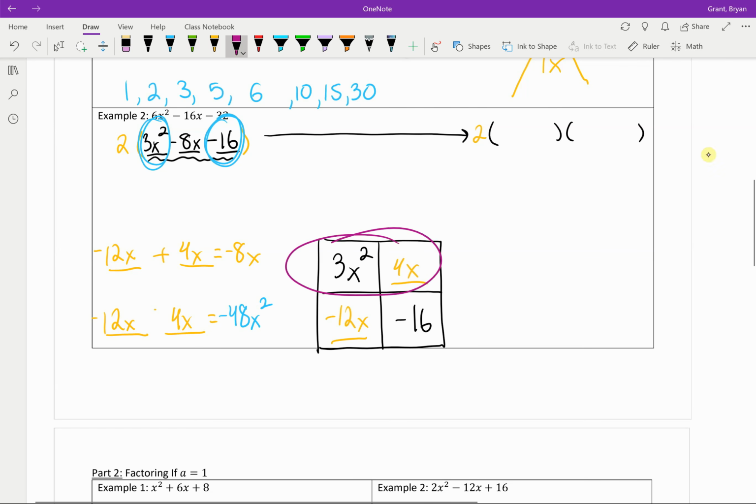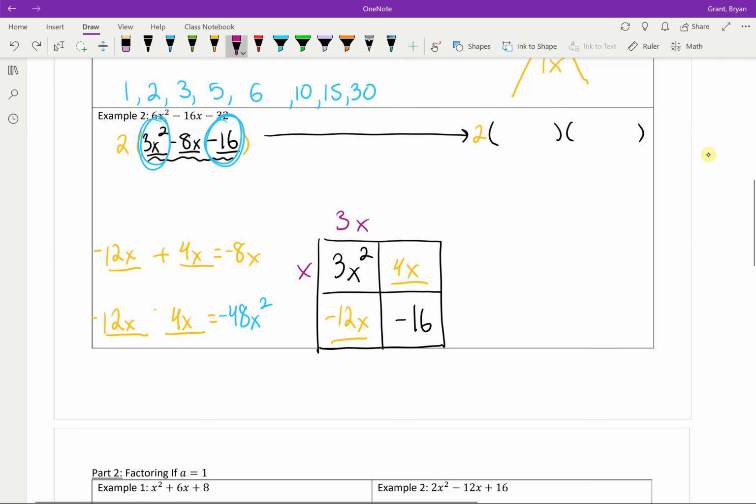Let's figure out the outsides. 3x squared and 4x, I think they just have an x in common. So x times what gets us 3x squared? Well, we need a 3 and another x. And let's just double check. Do 3x squared and negative 12x have a 3 in common? They do, and an x. Yes, I think we did that just fine. So this is looking good.